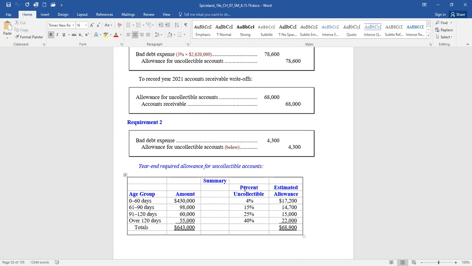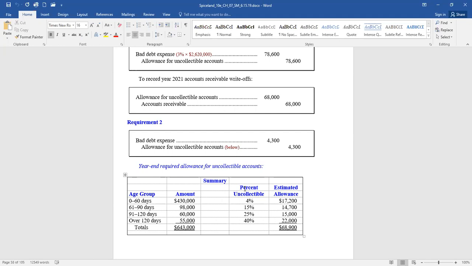Now let's add them all up. Of the $643,000 in accounts receivable, the company estimates $68,900 will not be collected. What this estimate is giving us is what the new balance needs to be in the allowance for uncollectibles. It currently has a credit balance of $64,600. We needed to have a credit balance of $68,900.